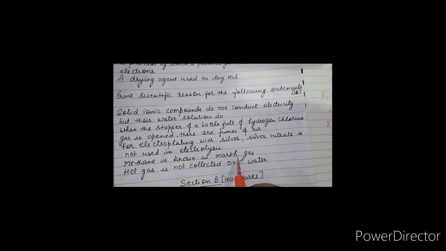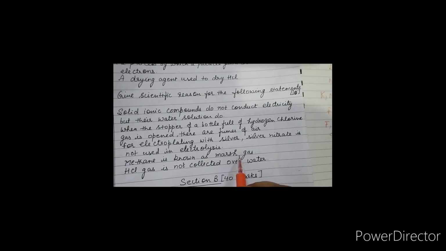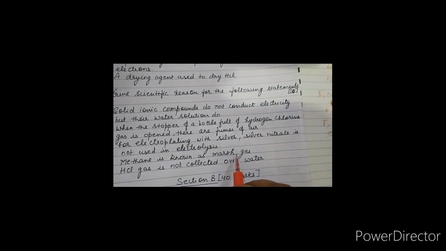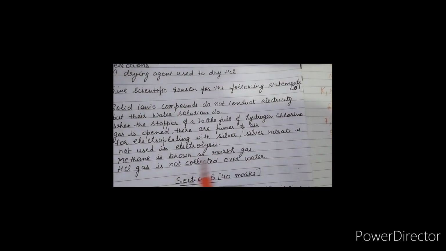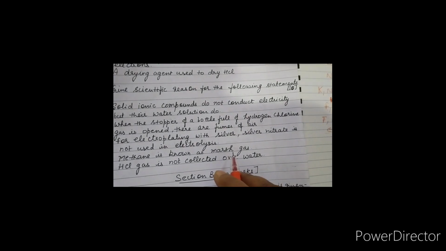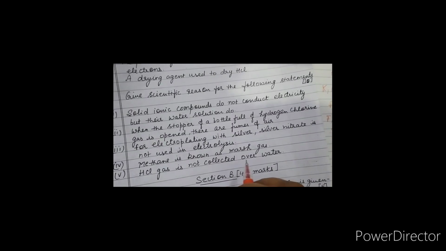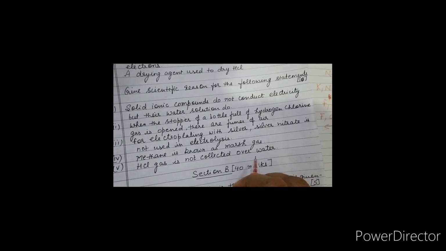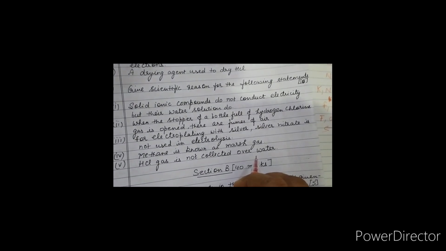Methane is known as marsh gas. All of you know why? Because it is found mostly in marshy places, on the surface of marshy lands, wetlands or grasslands, which are mostly damp and covered with water. HCl gas is not collected over water. Why? Because it is highly soluble in water. So we don't preferably collect it over water.